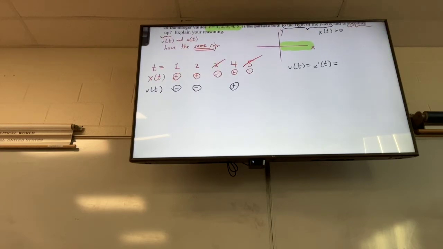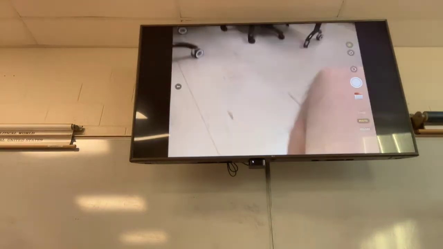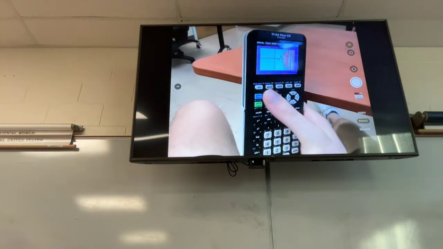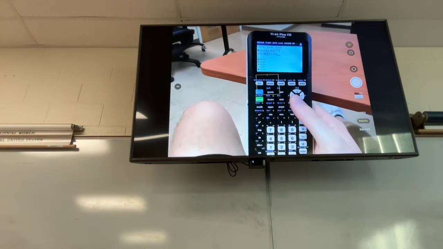So what's a of t? A of t is v prime of t, or x double prime of t, okay? And again, we don't have to do that by hand here because we have a calculator. We can just do it on our calculator, okay? Let's go back over to our calculator here. Let's hit y equals. So here's what we're going to do.